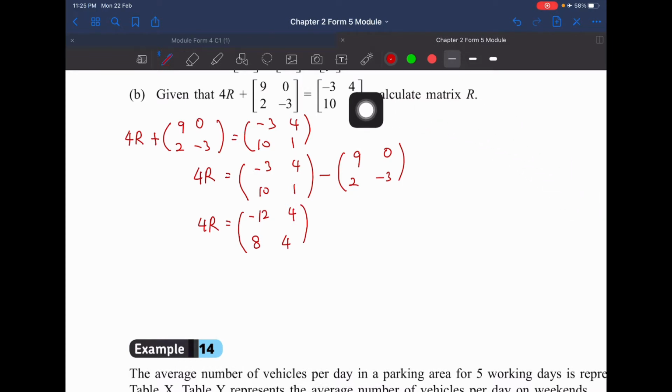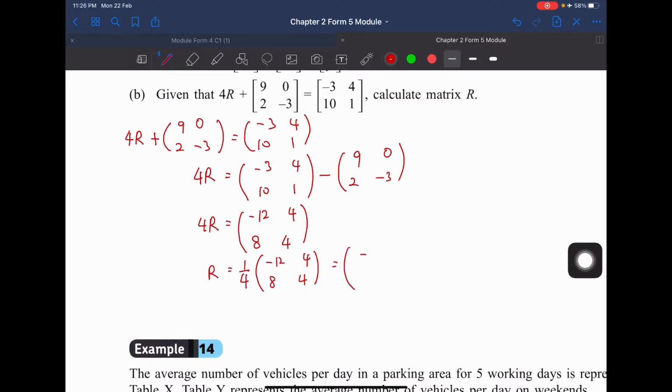The question asks for the value of matrix R, but over here you have 4R. So you need to divide both sides by 4. So you will get R is equal to 1 over 4 times [-12, 4; 8, 4]. You just do scalar multiplication. 1 over 4 times negative 12, you will get negative 3. 1 over 4 times 4 is 1. 1 over 4 times 8 is 2. And 1 over 4 times 4 is 1. So this is the value of matrix R.